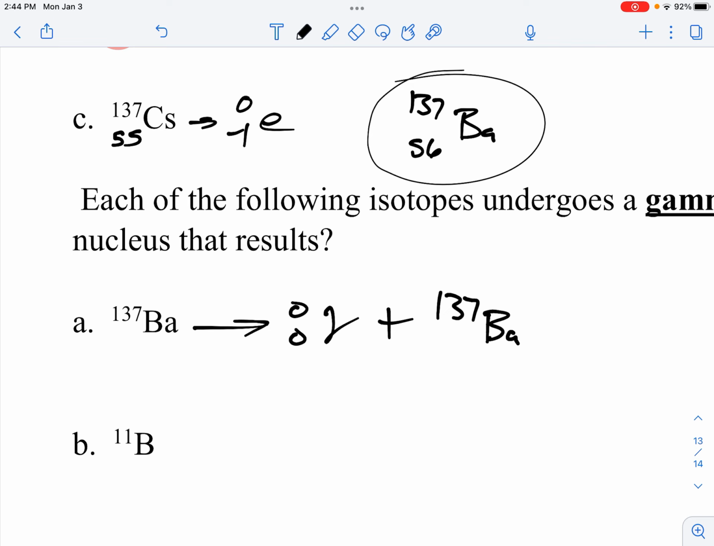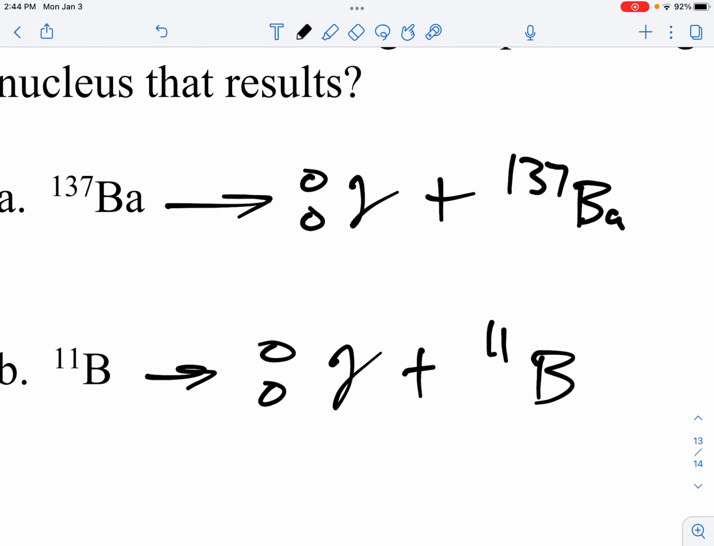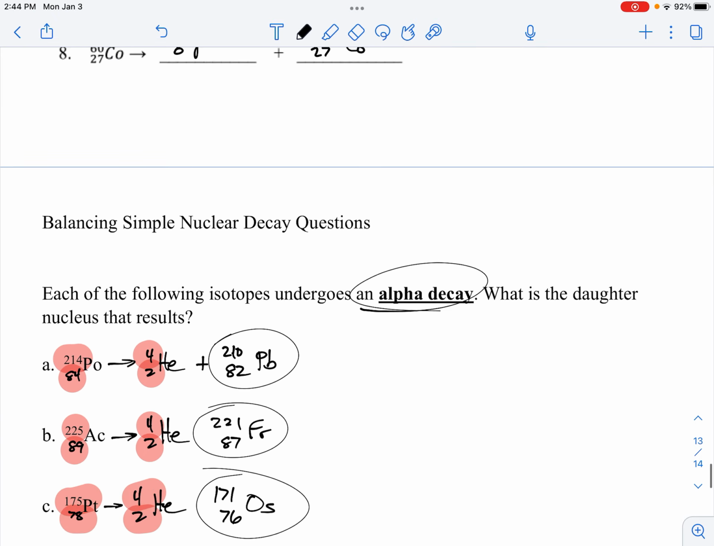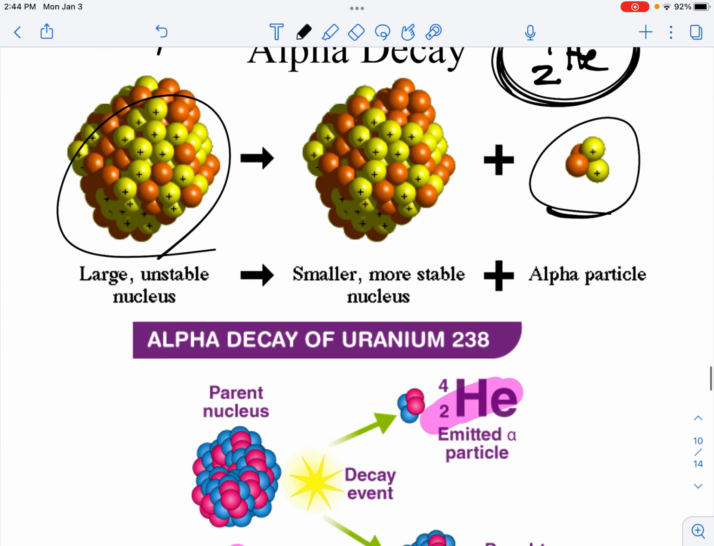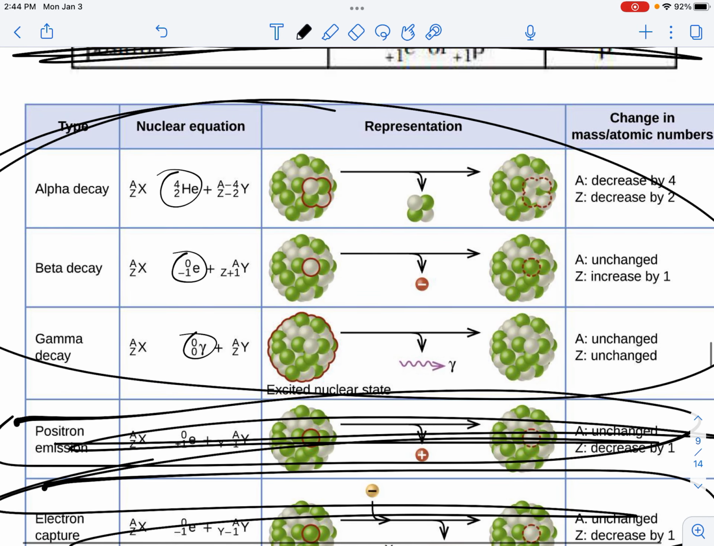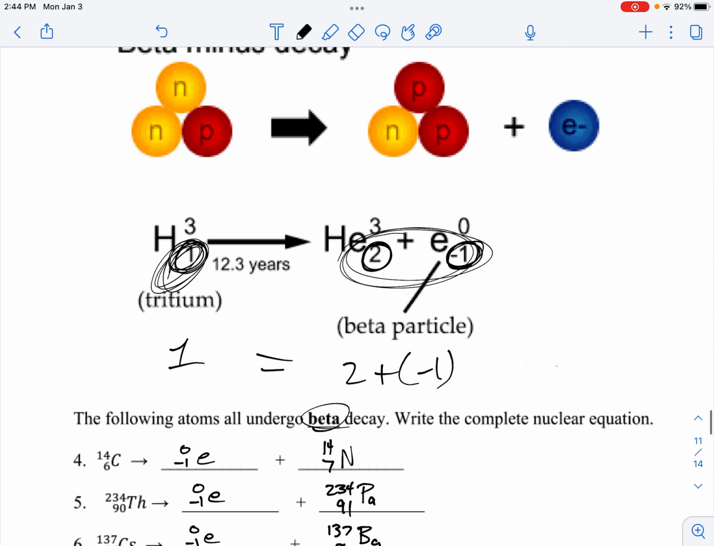And then this one down here is gamma, and that's 0, 0, like so, with gamma. And that's going to end up with 11 and B. So for each of these, with gamma decay, it doesn't really change. It just ends up in a less energetic form over on the right-hand side. So consequently, what you've got here is alpha, beta, and gamma decay. This shows you each one of those. We've run through each of those particles.